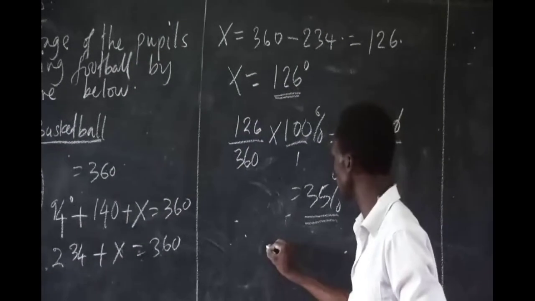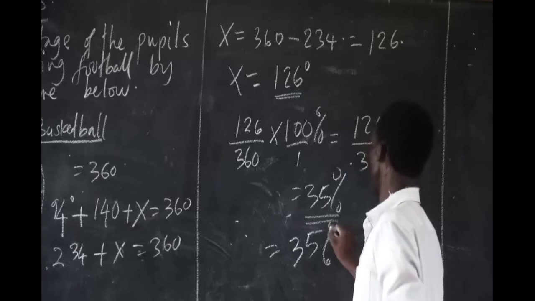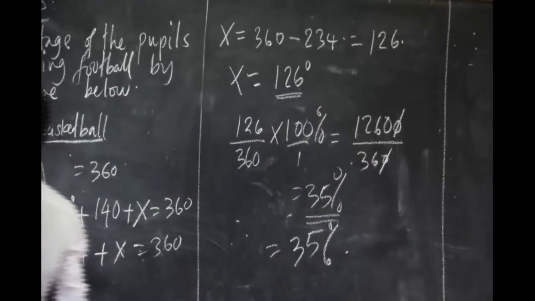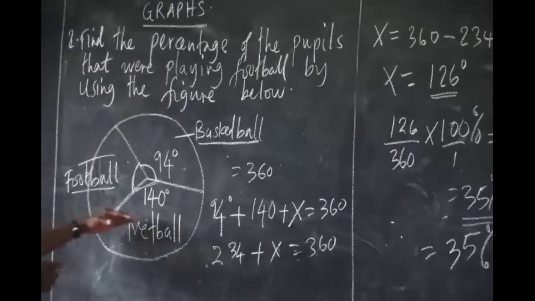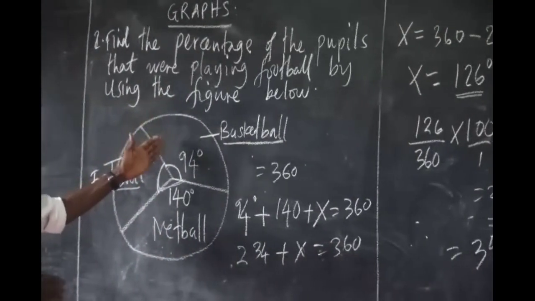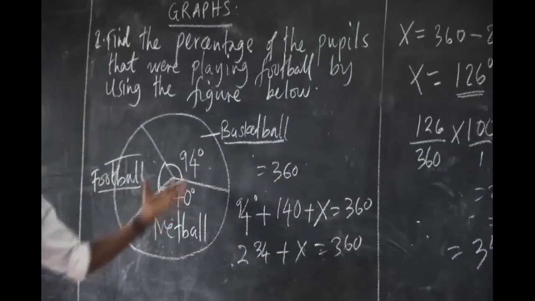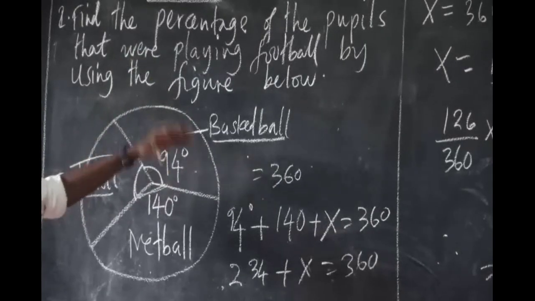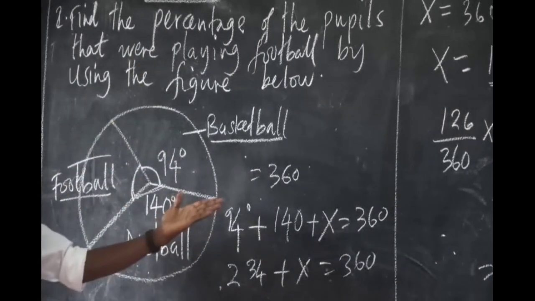Now the percentage is equal to 35%. So you should be very careful when playing with these graphs. What you have to know is what kind of graph you're dealing with, and the total degree of that graph. You can be given even a triangle, but you have to know the degree of the triangle. The sum of the interior angles is equal to 180, but here the sum of the interior angles of the circle is equal to 360.